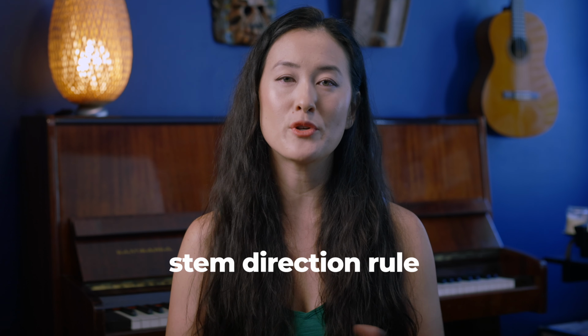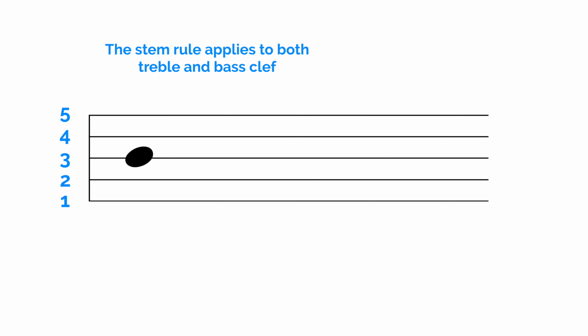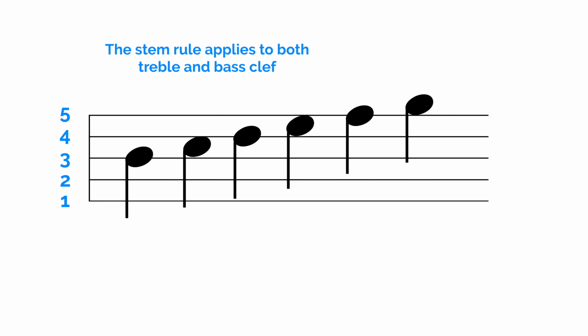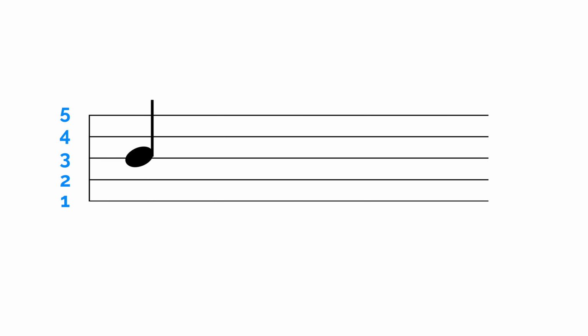Now let's take a quick detour and talk about the stem direction rule. If the note head is written on line 3 or above, the stem should point down. If the note head is written on line 3 or below, the stem should face up. So notice that on line 3, the stem direction can go either way. This rule is in place just because we don't want a stem sticking way up or down past the staff.